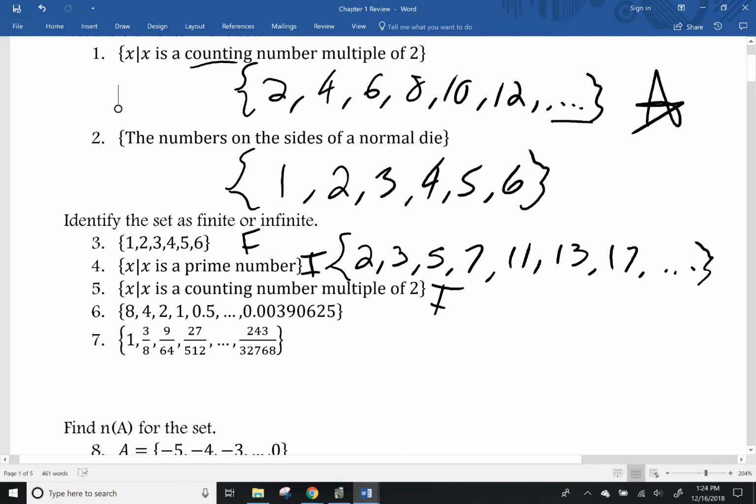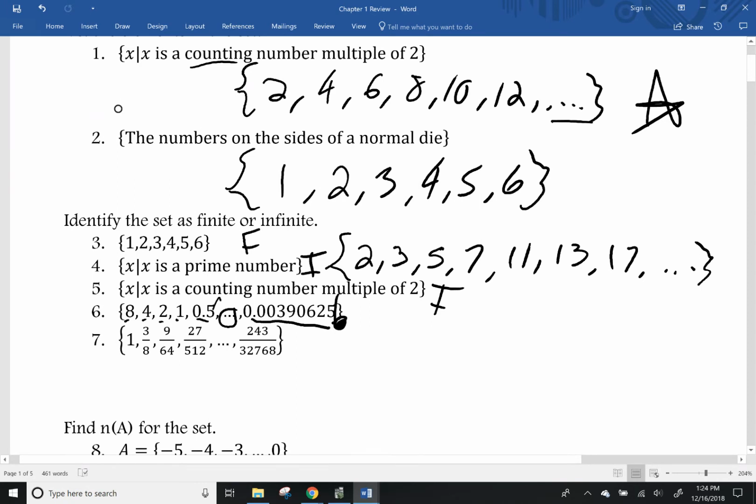Number 6, it looks kind of funny. You just go 8, 4, 2, 1, 0.5. So it looks like it's cutting in half every time. And then I've got an ellipsis here, but it does have a last element. This long decimal here is a final element. There's no ellipsis after this. It strictly ends there, which means it has a finite number of elements.